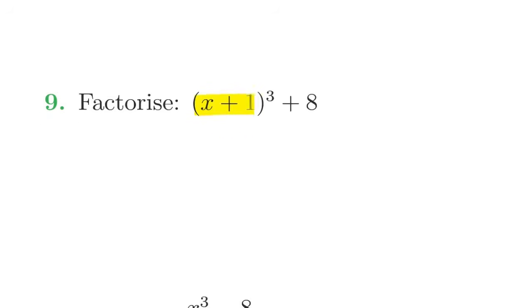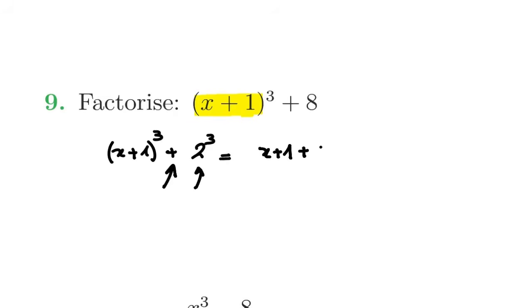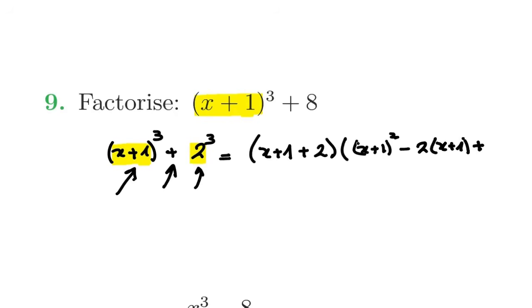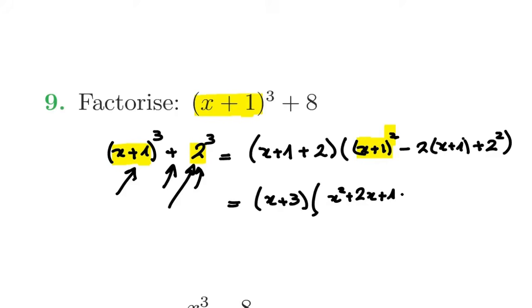The first one here is x plus 1 and the second is 2 because we see 8 as 2 cubed. Now we write x plus 1 cubed plus 2 cubed, first plus second. Now the square of the first, which is x plus 1 squared minus the product of the first and the second, which is 2 times x plus 1 plus the square of the second, that is 2 squared. Let's simplify. X plus 3. I'm expanding this. X squared plus 2x plus 1. I'm distributing the negative 2: minus 2x minus 2 plus 4.